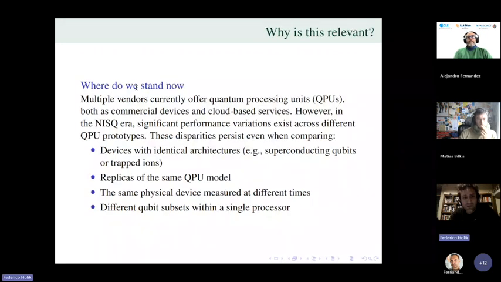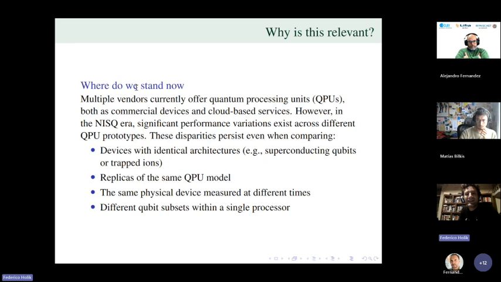If you are not familiar with this problem, think about this. Today, we have multiple vendors offering different types of quantum processing units, both as commercial devices and cloud-based services. However, in the NISQ era, we have noisy prototypes. They have a lot of imperfections, and there are significant performance variations across the different platforms or prototypes. And these disparities persist even when you compare devices with the same architecture. No two superconducting qubit processors perform in the same way. And this is true even for replicas of the same model. If you buy two IBM quantum computers of the same model, very likely they will have a different performance.